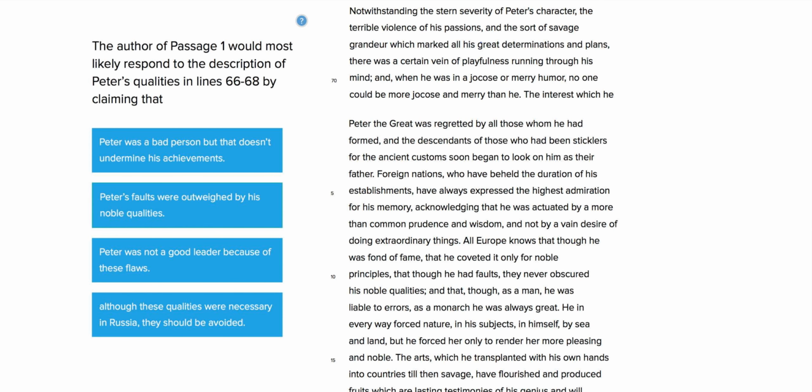"Notwithstanding the stern severity of Peter's character," so there's something negative about Peter, but notwithstanding that, "the terrible violence of his passions and the sort of savage grandeur which marked all his great determinations and plans," so all his great positive things have this negative character to them, "there was a certain vein of playfulness." So notwithstanding the negative, there seems to be something positive here, and that positive thing is playfulness running through his mind. "And when he was in a jocose," again, this means playful as well, "or merry humor, no one could be more jocose and merry than he." So it seems to be saying that even though there are negative things going on with him, there's an overall positive quality to him, and that's that he was very playful.